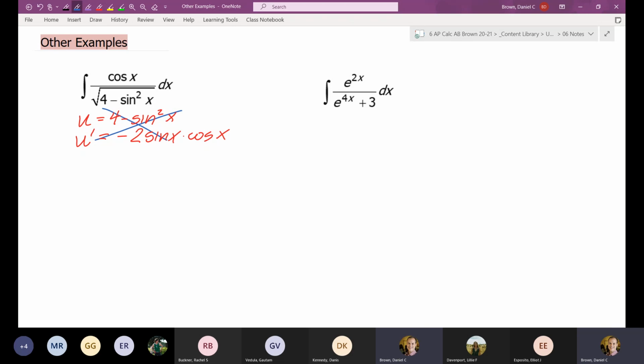So let's talk about why this might be inverse trig. If this is an inverse trig problem, what inverse trig formula does it look closest to matching?